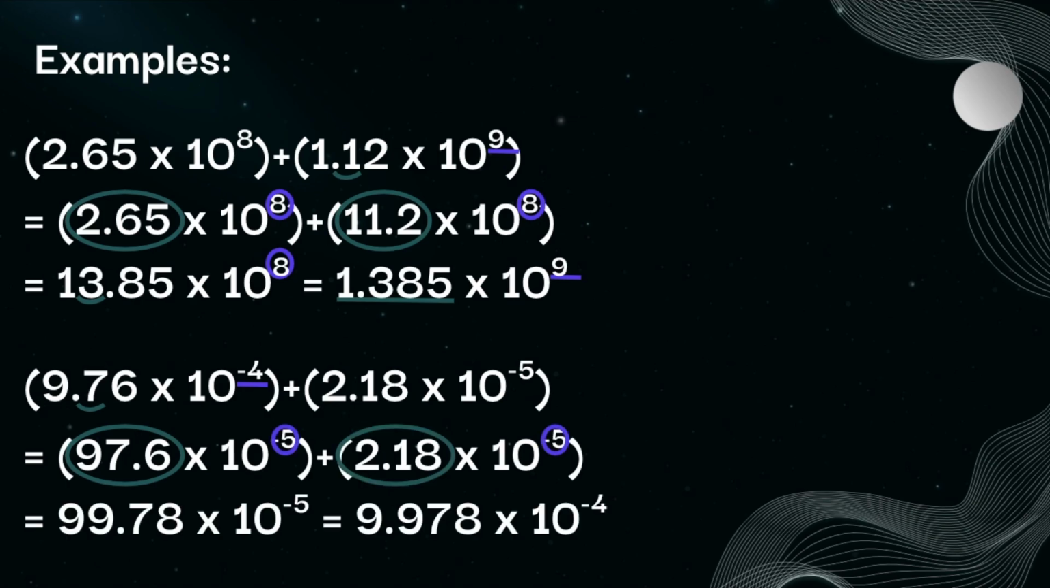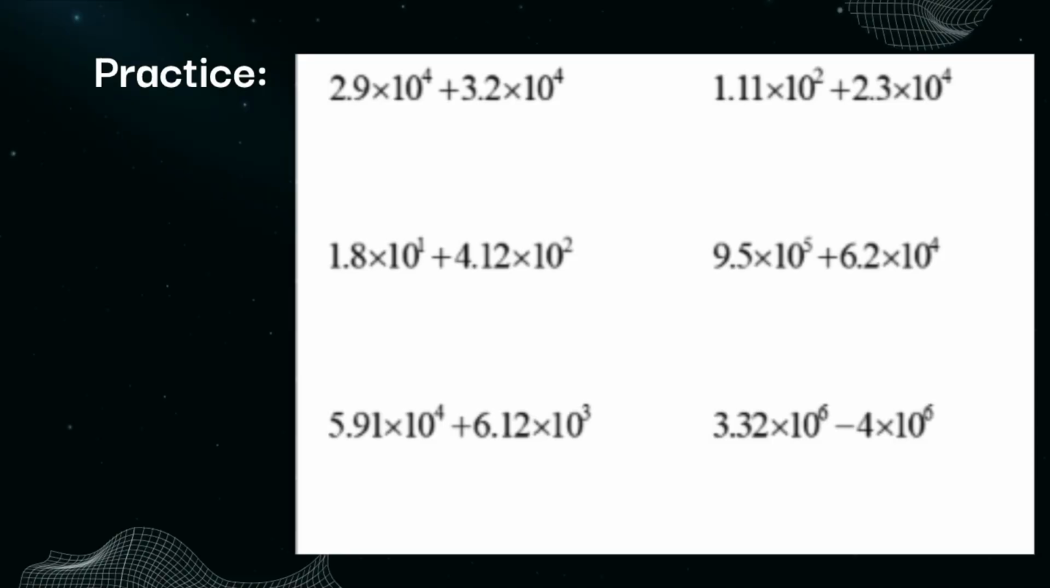Now here, the coefficient is obviously more than 10. So we have to move the decimal point one place to the left. And as we move it one place to the left, we subtract 1. We add 1, sorry. So it ends up being 9.978 times 10 to the -4. Now, here are also some practice questions that you can do. You can pause the video and I will show the answers in a second.